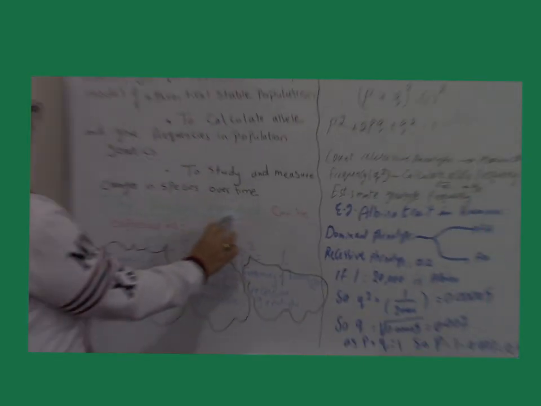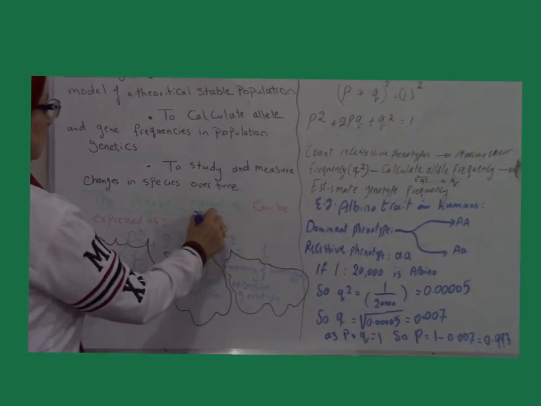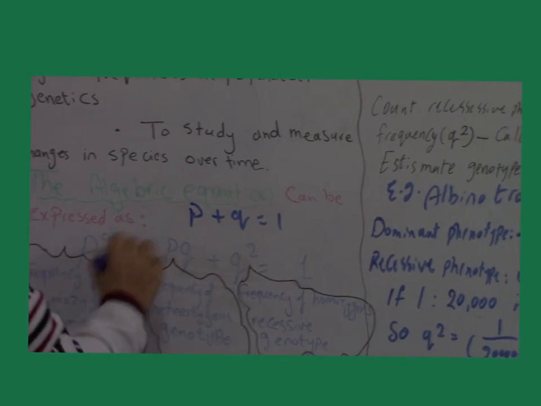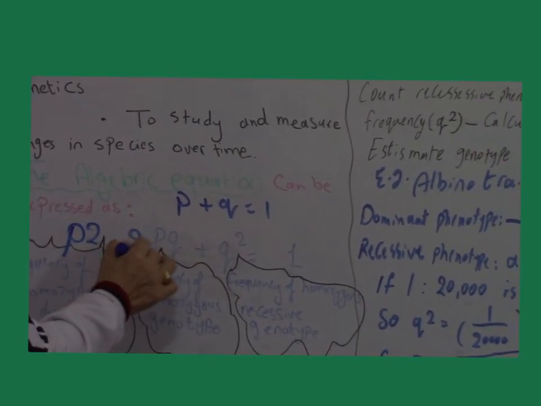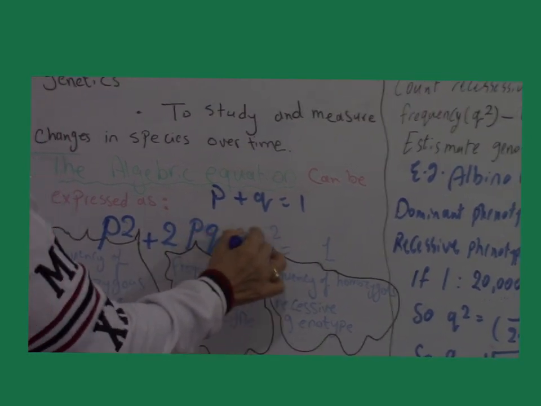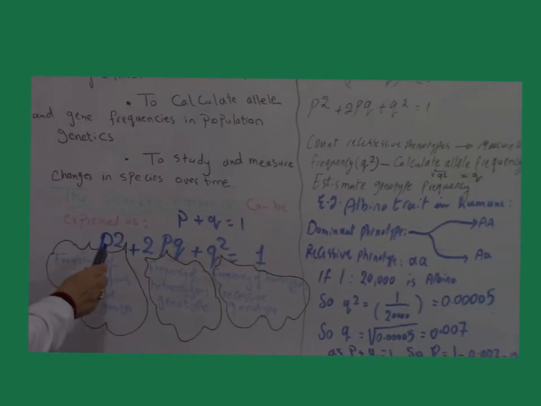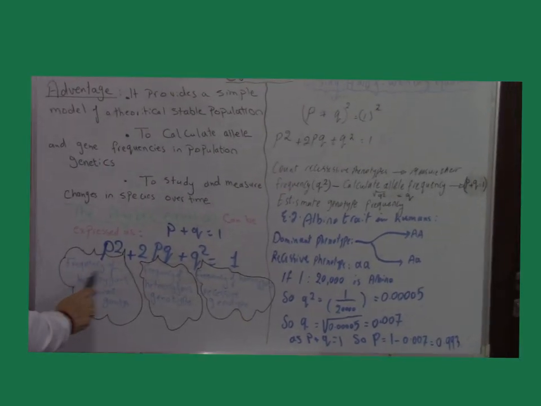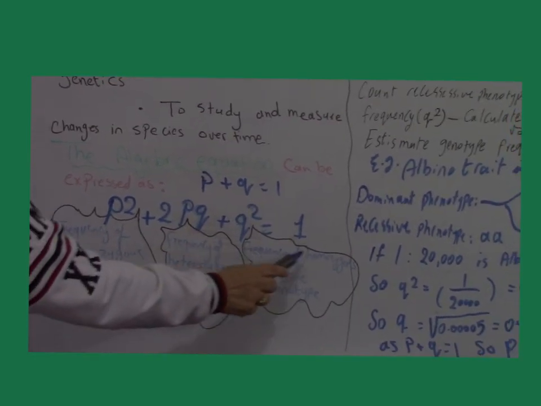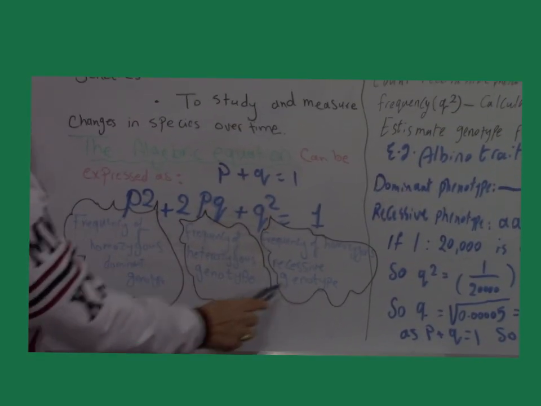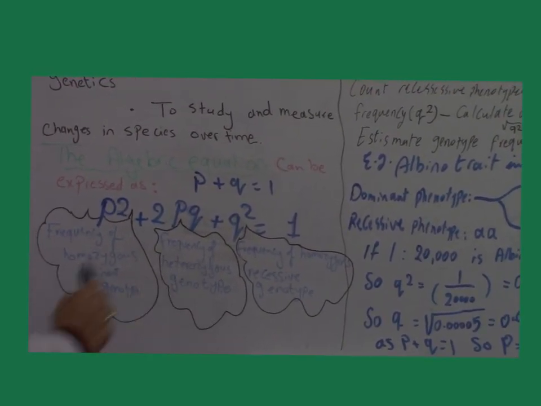So you can study the change in species, or know if the species is evolving or is stable. The algebraic equation can be expressed in this form: p plus q equals 1. By squaring both sides, we have p squared plus 2pq plus q squared equals 1. Remember, p squared is the frequency of the homozygous dominant genotype, q squared is the frequency of the homozygous recessive genotype, while 2pq is the frequency of the heterozygous genotype.